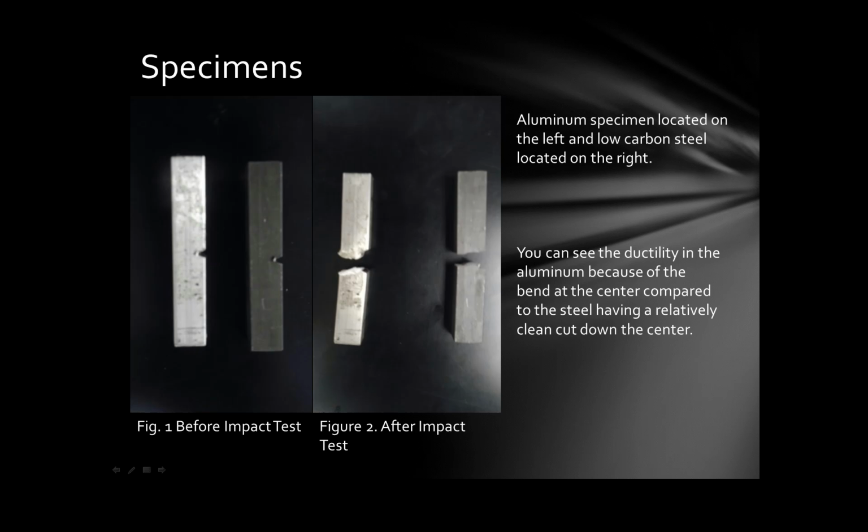As for the velocity, the aluminum specimen traveled at 115 inches per second after being struck by the pendulum compared to the steel specimen traveling at 50 inches per second. The only reason for this may have been because the steel specimen has a higher density than the aluminum specimen.